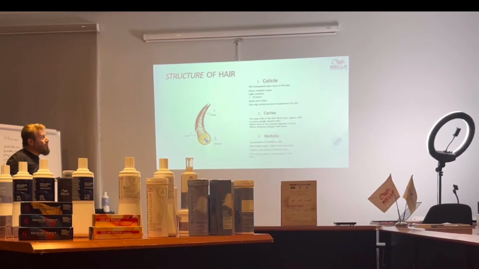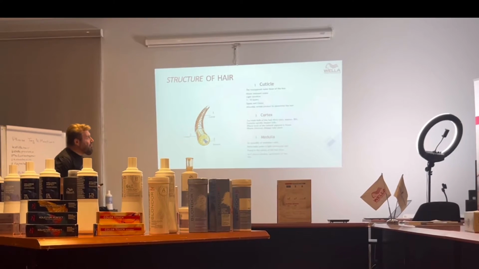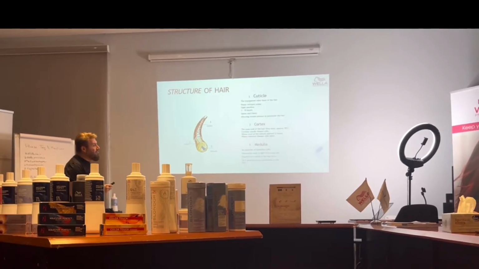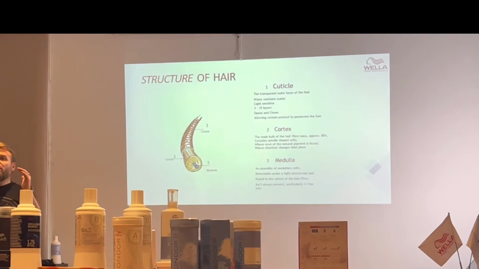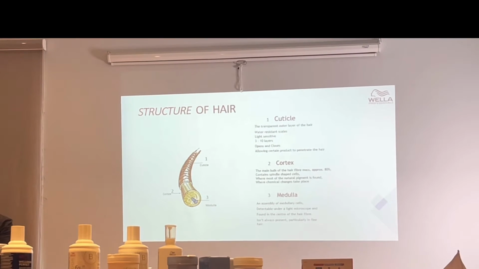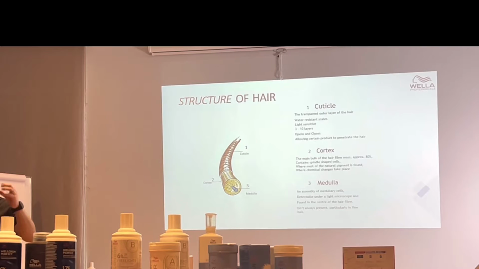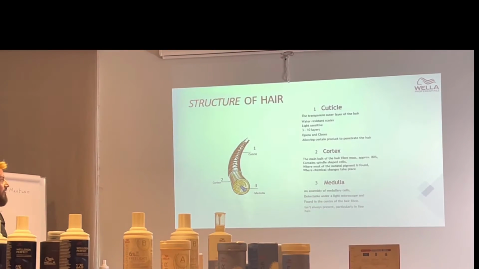So the structure of the hair, we have the cuticle, the cortex, and the medulla. The cuticle is where it opens and closes and lets the color penetrate inside the hair. The cortex is where the color is inside and where we change the hair color.